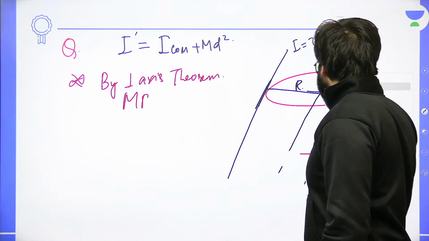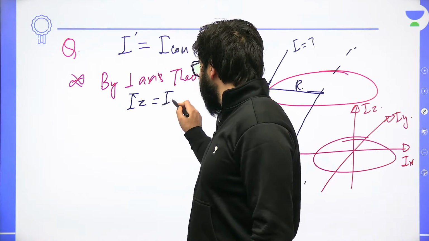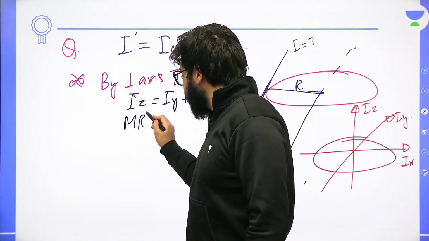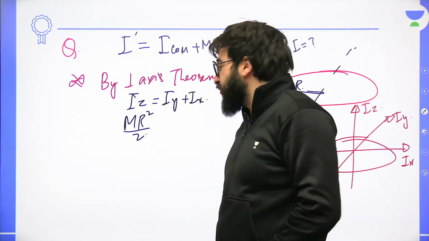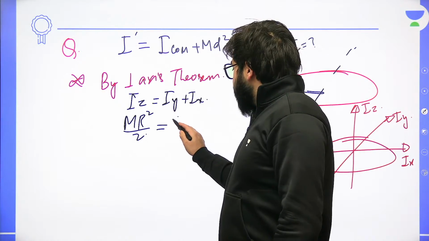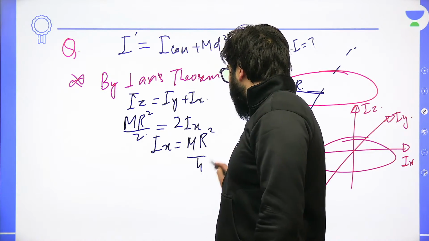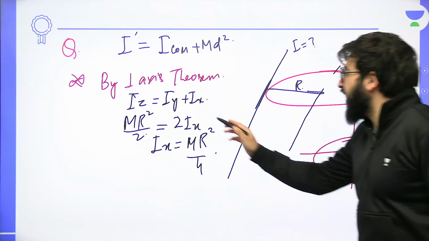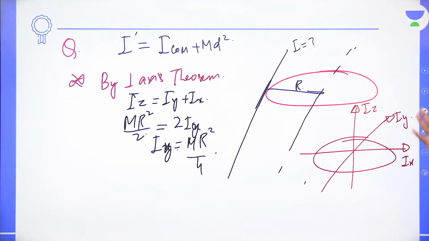Just use it directly. This I_Z is nothing but I_Y plus I_X. I_X is equal to I_Y in this case, and I_Z is MR square by 2 in case of a disk, the moment of inertia about an axis passing through its center of mass and perpendicular to the disk. So it is equal to twice I_X. So I_X is coming out to be MR square by 4. Can I write it like this? 100%, I can simply write it like that. Now I have the moment of inertia about this axis. About this axis I found I_Y, so you can write twice I_Y. It's one and the same thing, because the moment of inertia about this axis is equal to the moment of inertia about this axis.